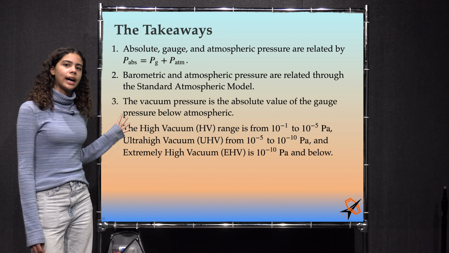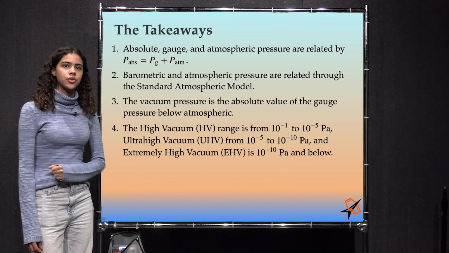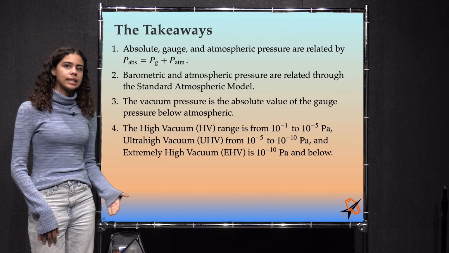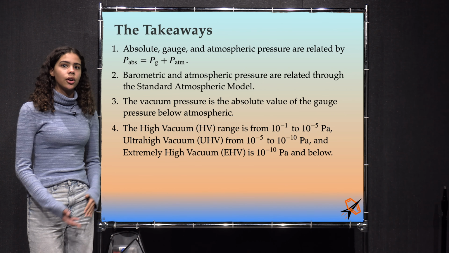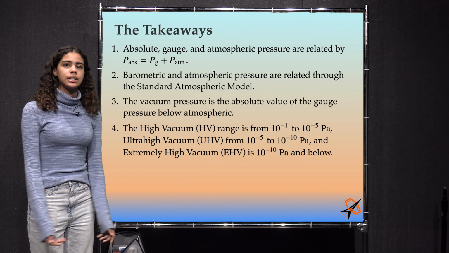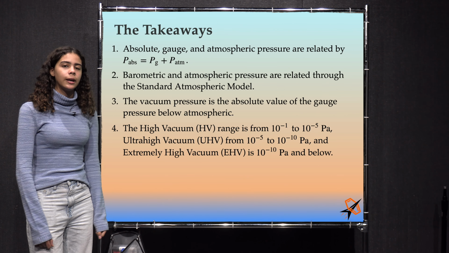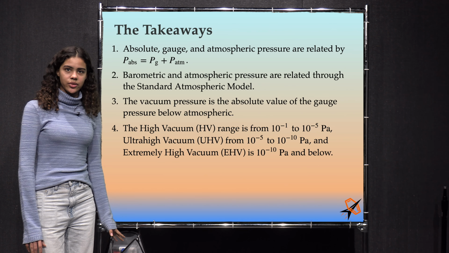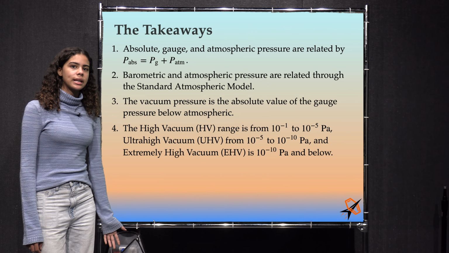4. The high vacuum, HV, range is from 10^-1 to 10^-5 Pascal. Ultra-high vacuum, UHV, is from 10^-5 to 10^-10 Pascal. And extremely high vacuum, EHV, is 10^-10 Pascal and below.